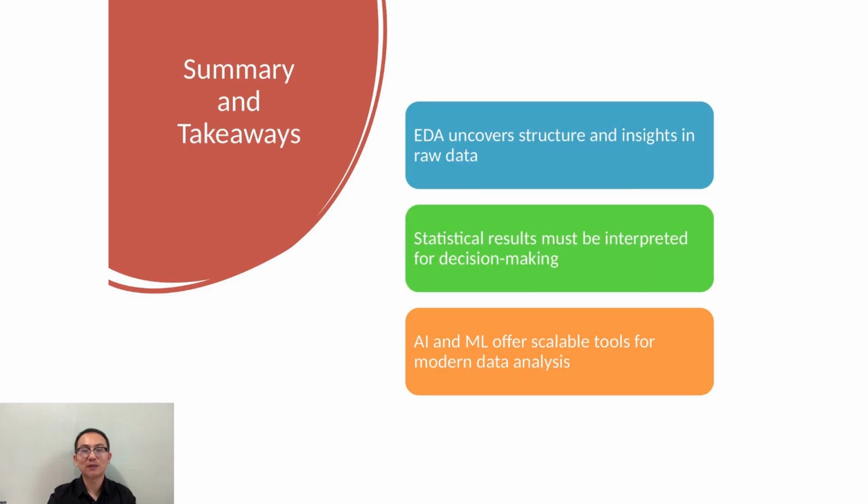Let's wrap things up. In this video, we covered exploratory data analysis, how we explore data structure, quality, and relationships. We also discussed how to evaluate and explain results using trends, expected values, statistical models, and p-values. Finally, we explored how AI and machine learning help us scale our analysis, make predictions, and automate decision-making.